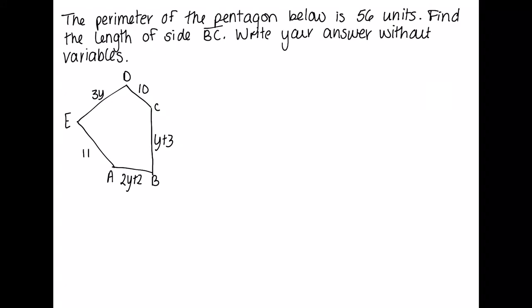All right, let's look at a problem that's a slight bit different, but still deals with perimeter. So this problem says that the perimeter of the pentagon below is 56 units. Find the length of side BC. Write your answer without variables. So when it says side BC and there's a little line over it, that means the line segment that goes from point B to point C. The little line means a line segment. So here's B. This is called a vertex. So this is vertex B. This is vertex C. So BC is going to be this side right here.